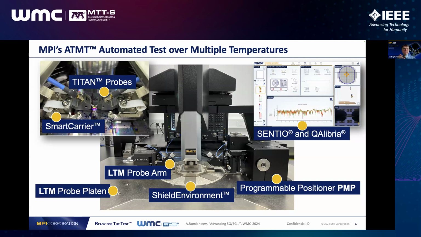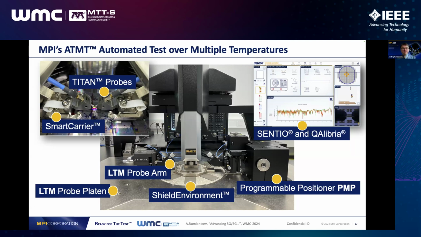Smart carrier, this is another mechanical part of our system, which is integrated with the probe arm, and it minimizes the thermal drift of the thermal expansion of the RF probe over the multiple temperatures. The system is also enabled with long-term measurement optimized hardware parts such as a probe arm and the probe platen.